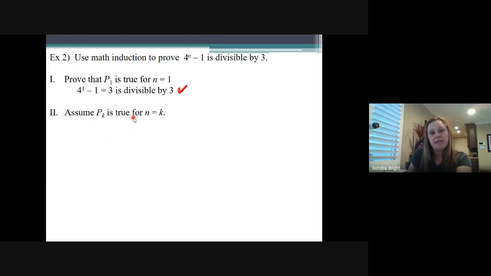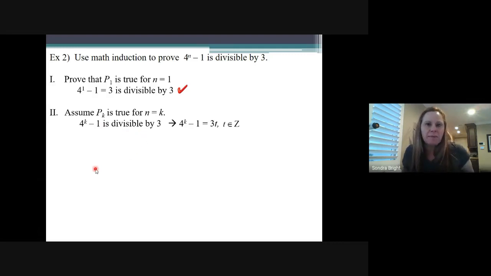We assume Pk is true for when n equals k. So now you write 4 to the power of k minus 1. You're replacing this n with a k. We say it's divisible by 3. Now, in math language, how is that written? Because we don't always write out these words, right? We got to do math to it.